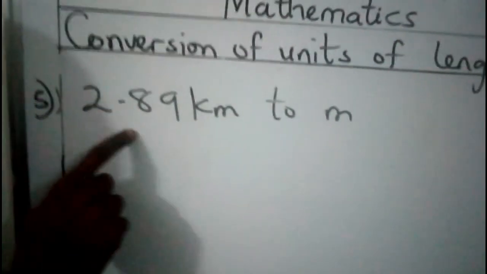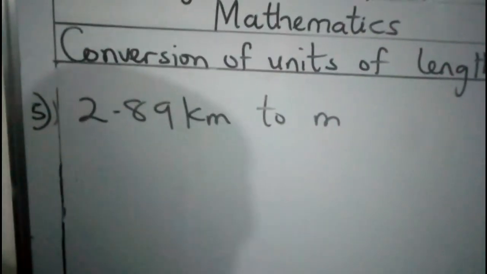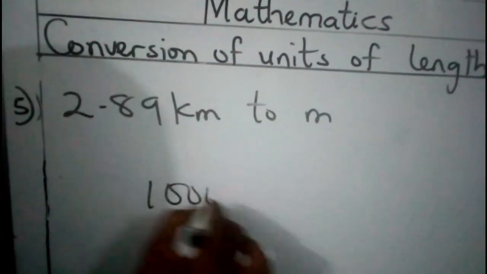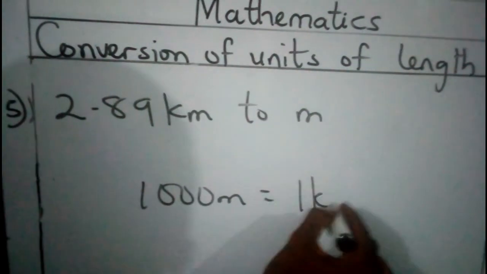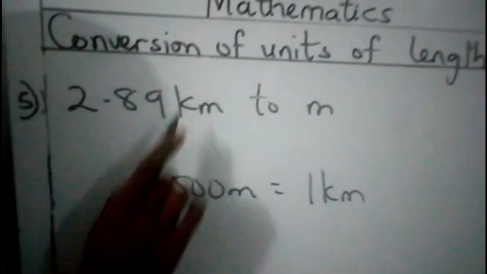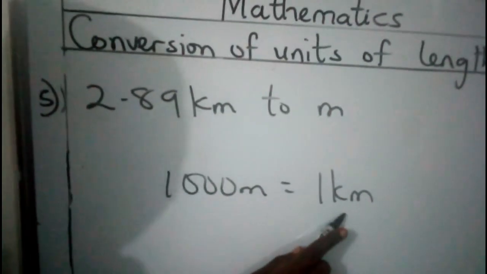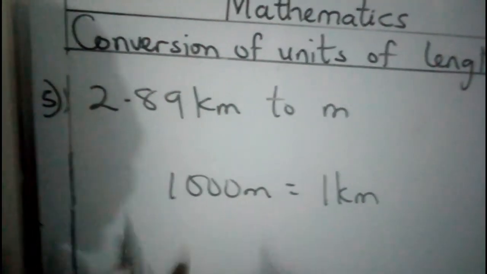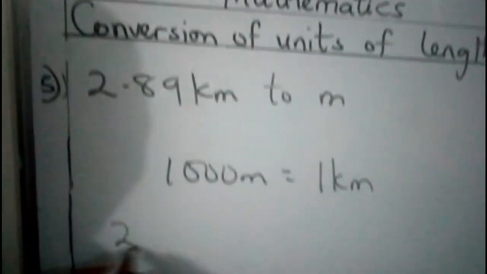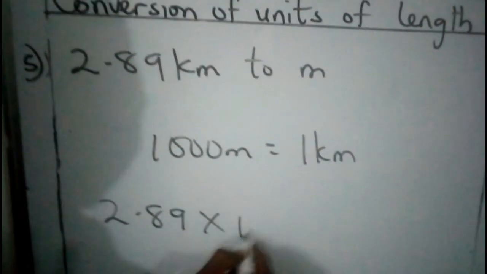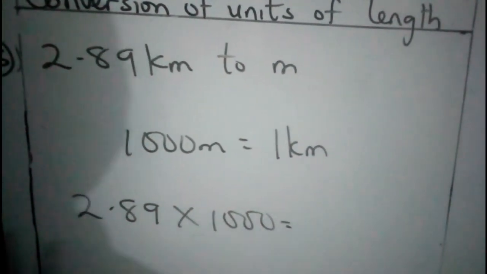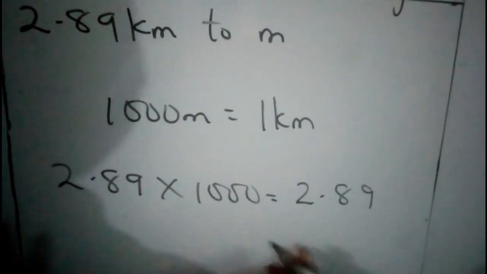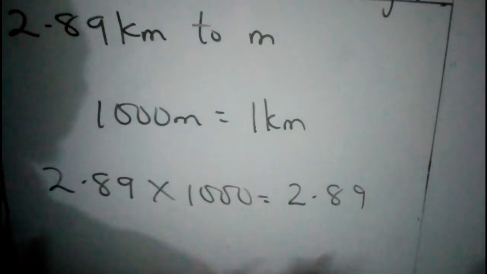We're to convert 2.89 kilometers to meters. So what is the link between kilometers and meters? 1,000 meters make 1 kilometer. So in this case, we are going from kilometer to meter. That is kilometer to meter, bigger unit to a smaller unit. And when you are going from bigger to smaller, we multiply by the exchange rate. So what do? 2.89 times 1,000. Remember, we are multiplying here, and we have to go to the right. How many times? 3 times, isn't it? And this is a decimal, so we need to move the point.